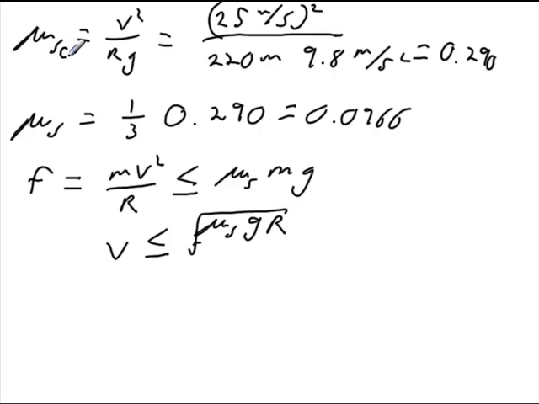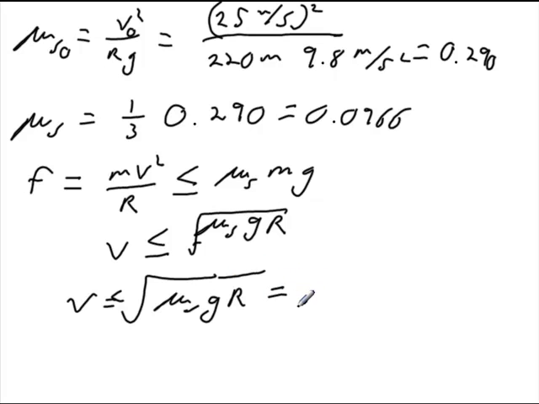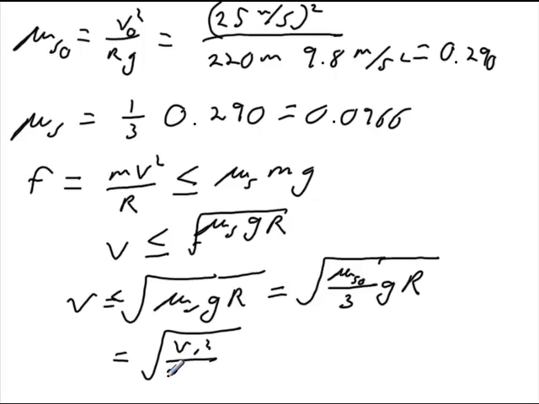Suppose I called this mu s naught and this v naught. Then in this case, v is less than or equal to the square root of mu s g r, but mu s is 1/3 of mu s naught. So this is the square root of mu s naught over 3 times g r, and I have an equation for mu s naught. So that is the square root of v naught squared over 3 r g times g r, because v naught squared over r g is mu s naught. Notice much of this cancels out now.